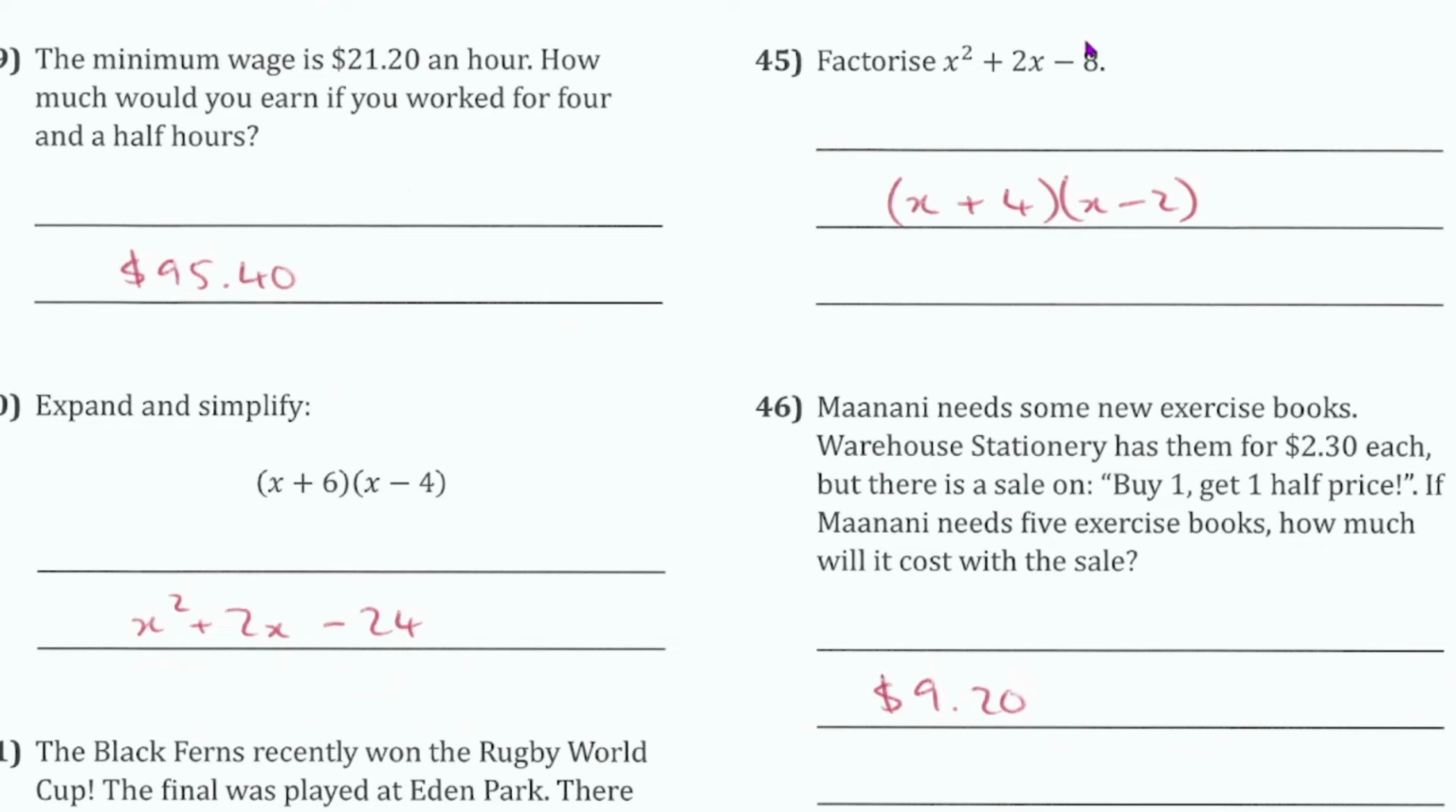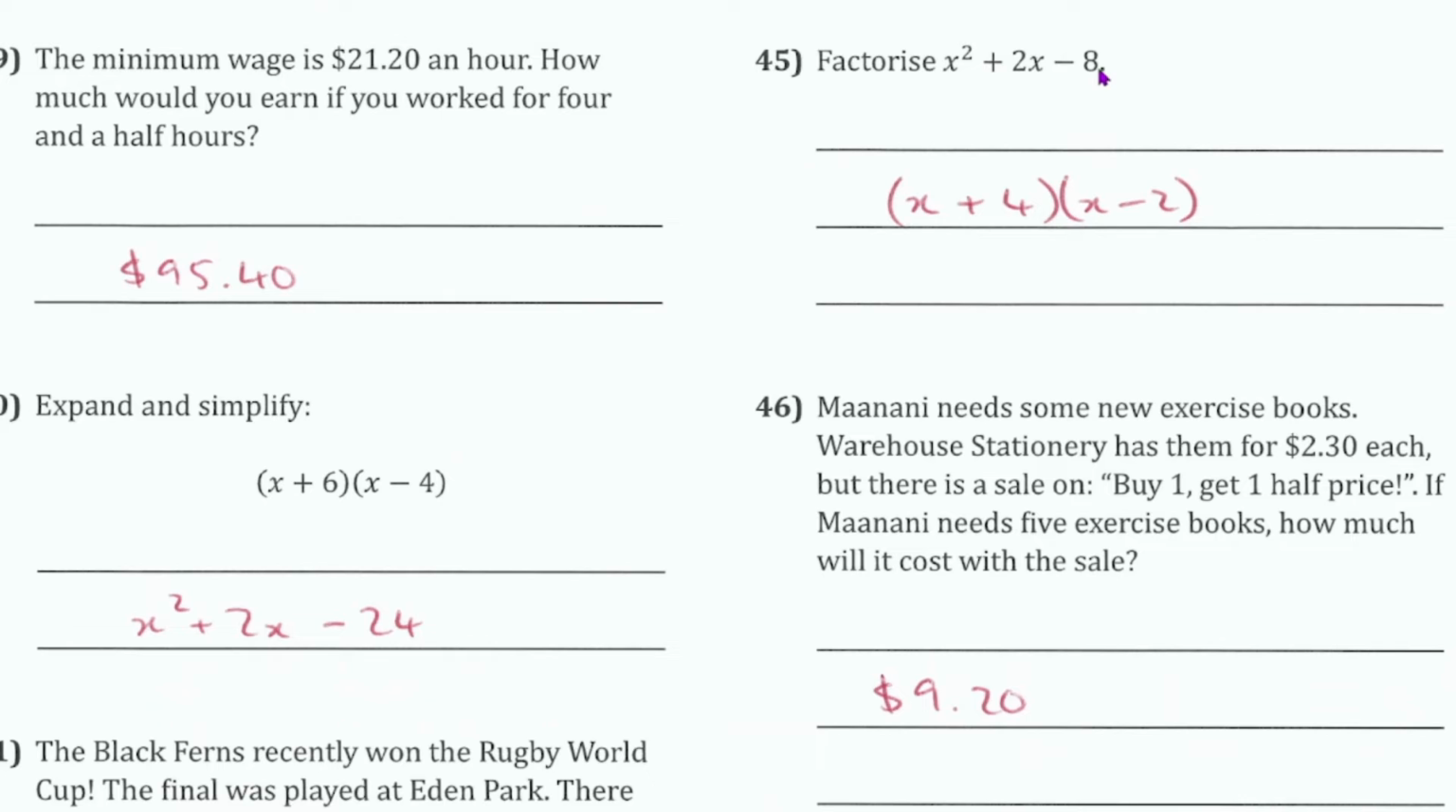Factorizing again, the trick here is that we've got a negative. Because we've got a negative here, we know that we're going to have a plus side and a minus side. When we do that, we are looking for two numbers that multiply to make negative 8 and add to make positive 2. What numbers multiply to make negative 8?